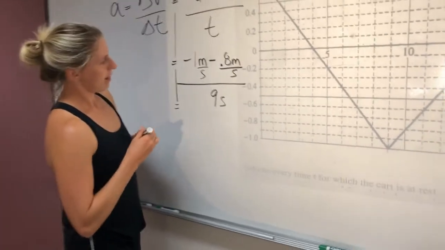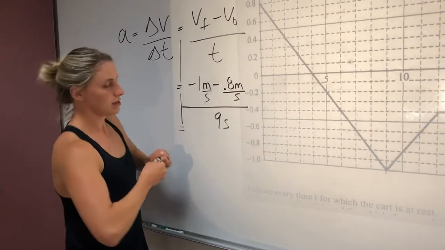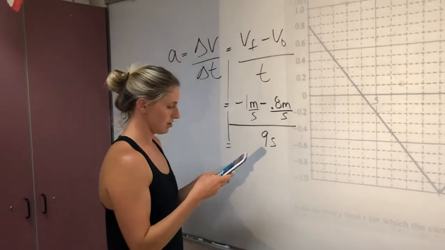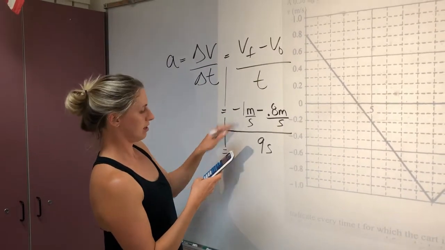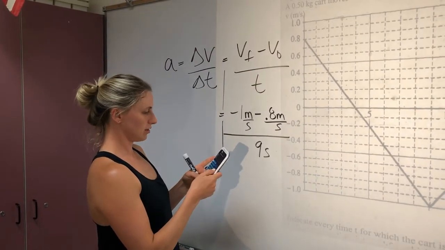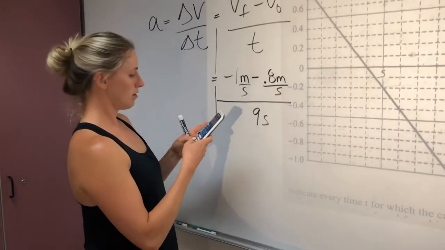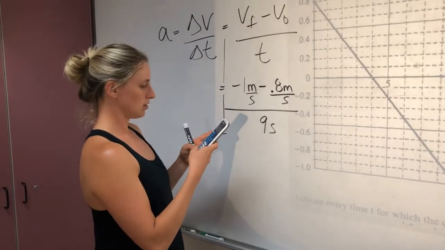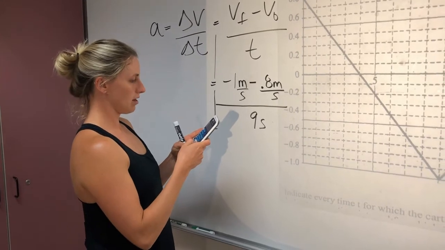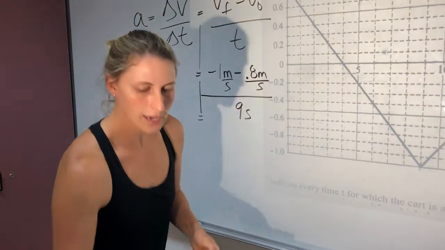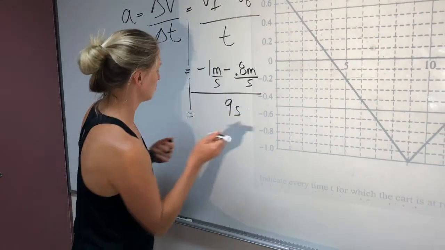Okay, so I'm going to go ahead and calculate this. So it was negative, right? Yeah. Negative, turn the calculator on. -1 minus 0.8, and then I divide it by 9 seconds, and I get negative 0.2.